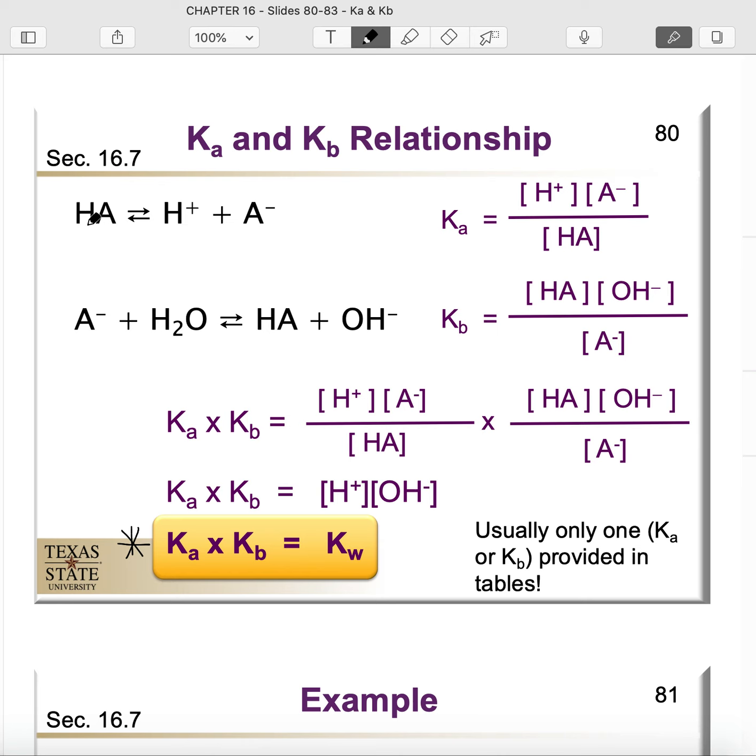So to begin with, let's say that we have a particular weak acid HA, where A represents the anion of that acid. We know that that weak acid partially dissociates into hydrogen ion and the respective anion. And we can write the Ka for that process by taking the products and dividing them by the reactants.